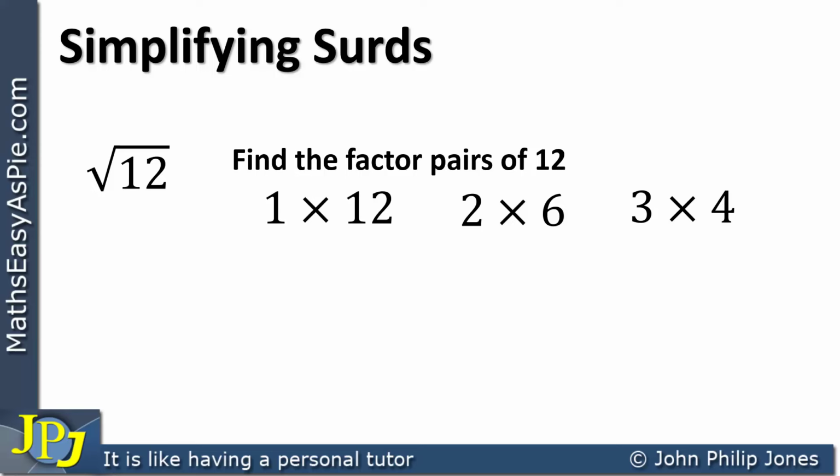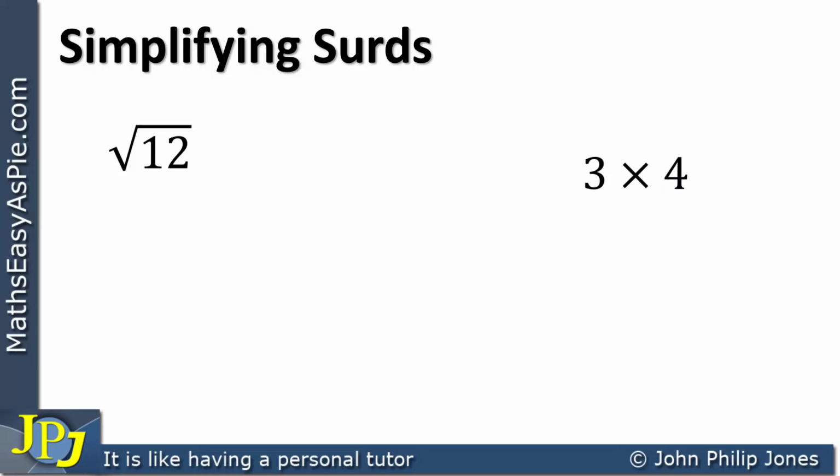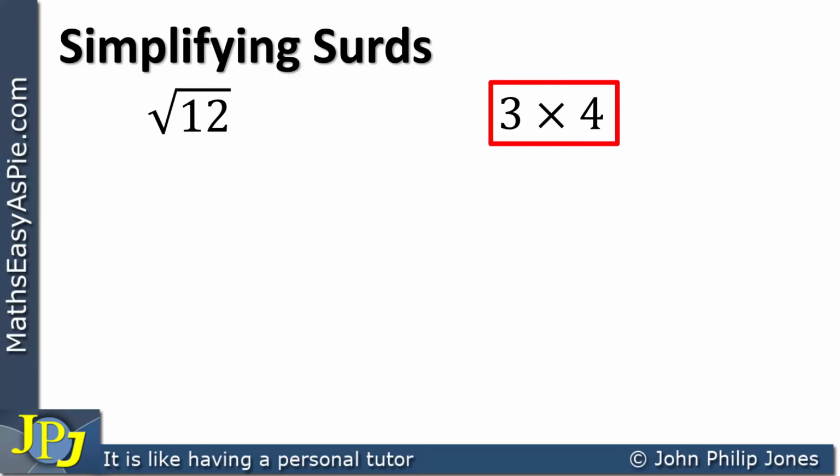Now you consider all of the factors shown up by these factor pairs, and you'll ask a simple question: are there any of these numbers that are a square of another number? And the answer is, in this case, that we've got 4. 4 can be created by 2 squared. I'm now going to take the factor pair that contains the 2 squared, and I'm going to bring it to the top of this slide together with the square root of 12.